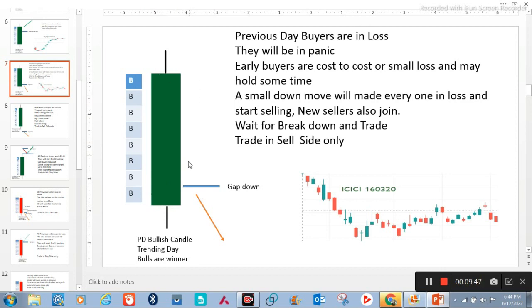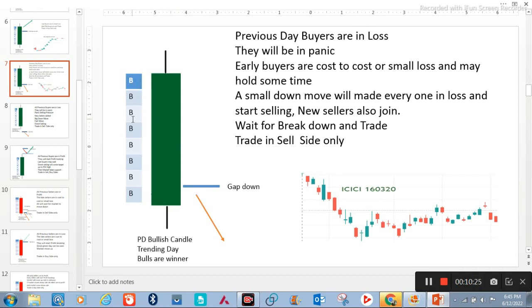This is the big gap down. Previous day buyers are in loss. Now we will see, the previous day late buyer is in loss because the market price is low now. Suppose you bought it here at, say, 100 rupees, and now the gap down is at 80 rupees. He bought at 100. If he wants to sell, he has to sell at 80 rupees. He is in a big loss.